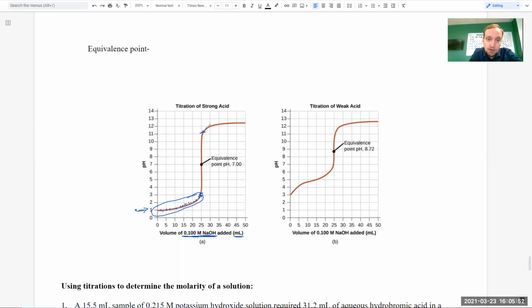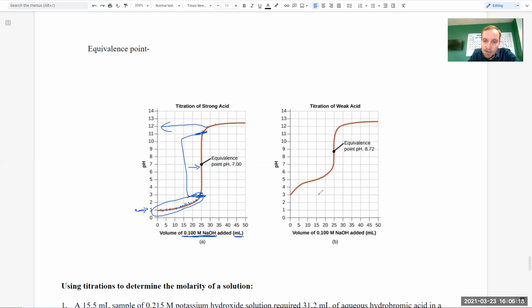Then again, once you get here, if you keep dripping, you'll get to a point where the pH really doesn't change as you go any further, because you've now gone all the way to the base side. But what I care about is going from 1 to about there, the equivalence point, which is halfway from here to here. In this case, the pH of that would be 7.